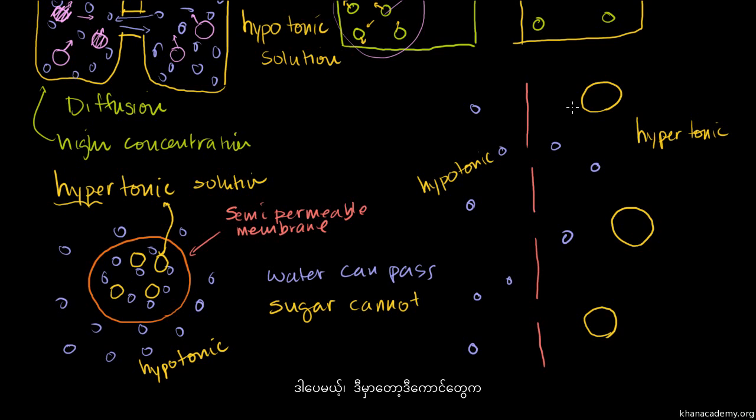But in this case, these guys, they can't fit through the hole. Only water can go back and forth. If these guys were not here, water would have an equal likelihood of going in this direction as they would be going in that direction. A completely equal likelihood.